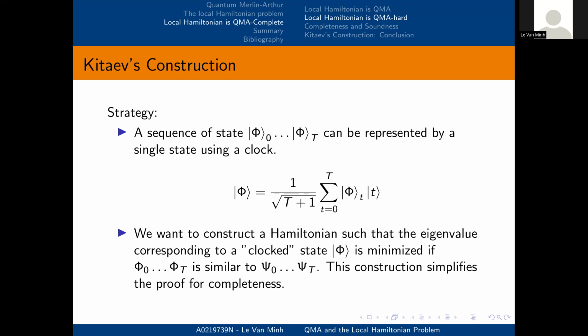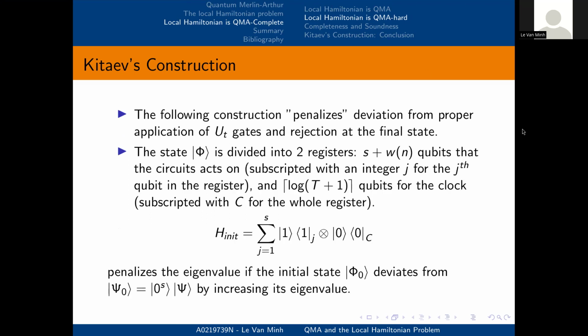We want to construct a Hamiltonian such that the eigenvalue corresponding to the clock state phi is minimized if the sequence of states phi 0, phi 1, phi 2 is similar to that of the witness state when the Cn is being applied to it. This construction will simplify the proof for completeness very much. The following construction will penalize the deviation from proper application of the UT gate and rejection at the final gate state.